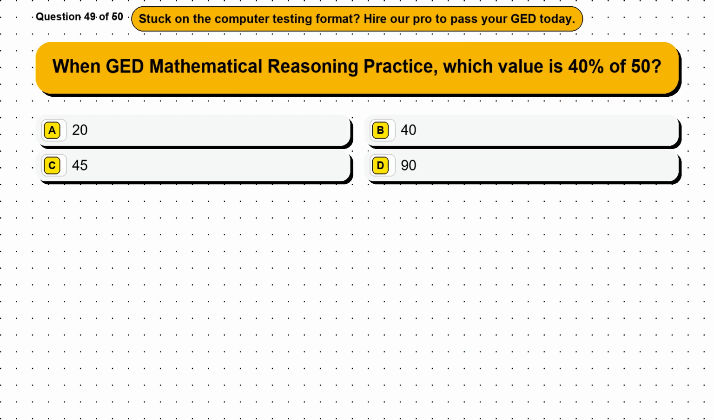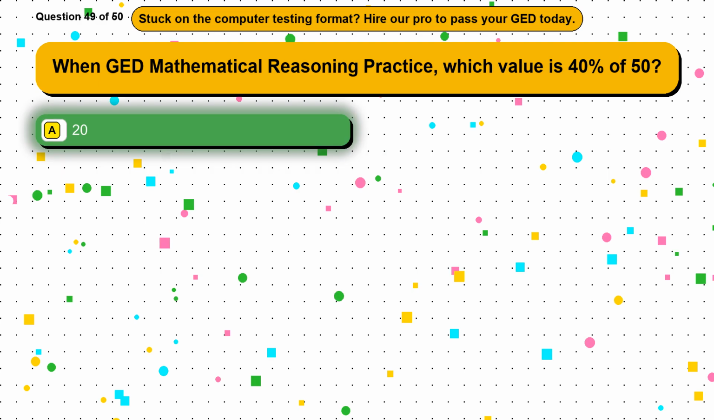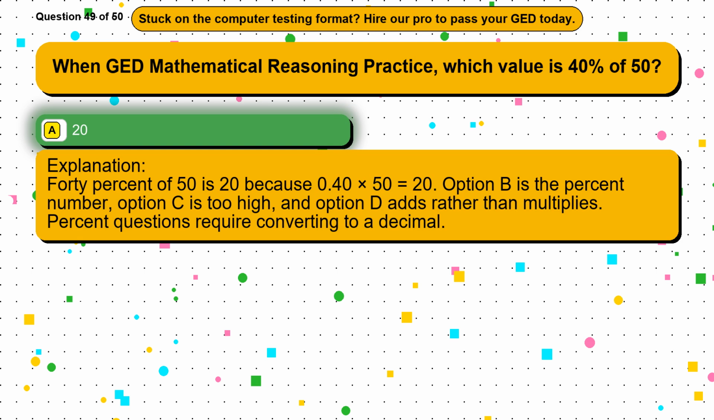Question 49. When GED Mathematical Reasoning Practice, which value is 40% of 50? Option A, 20. Option B, 40. Option C, 45. Option D, 90. The correct answer is option A. 20. 40% of 50 is 20 because 0.40 times 50 equals 20. Option B is the percent number, option C is too high, and option D adds rather than multiplies. Percent questions require converting to a decimal.